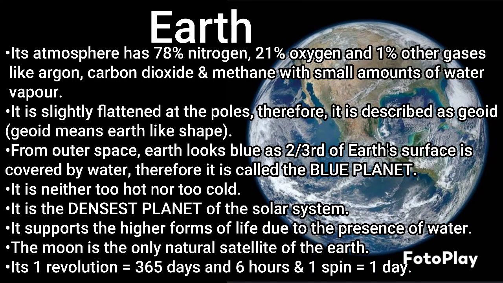It is neither too hot nor too cold. It is the densest planet of the solar system. It supports the higher forms of life due to the presence of water. The Moon is the only natural satellite of the Earth. Its one revolution equals 365 days and 6 hours, and one spin equals 1 day.